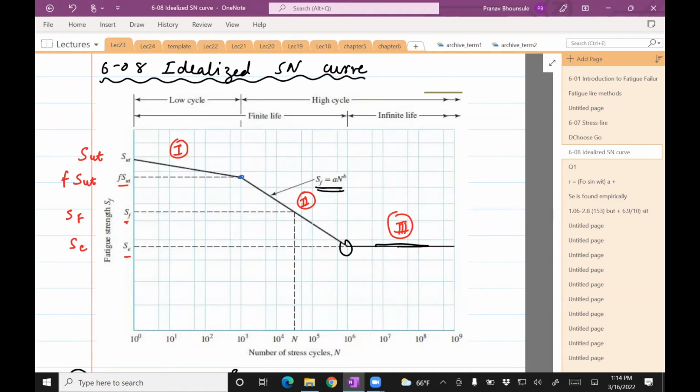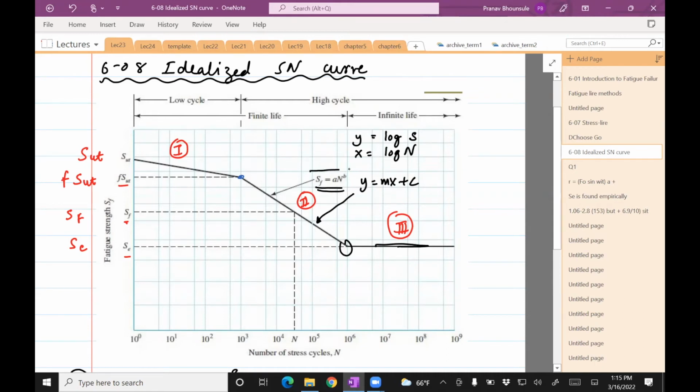Let me say what I mean by that. On the y-axis, we have log S. On the x-axis, we have log N. So it's a log-log plot. And I'm going to convince you that if you have an equation like a straight line on the log-log plot, it actually boils down to the equation of a straight line. So we know that y equals mx plus c. That's the equation of a straight line, right? So this should be the equation of that line.